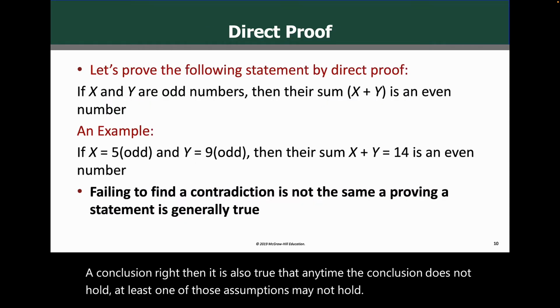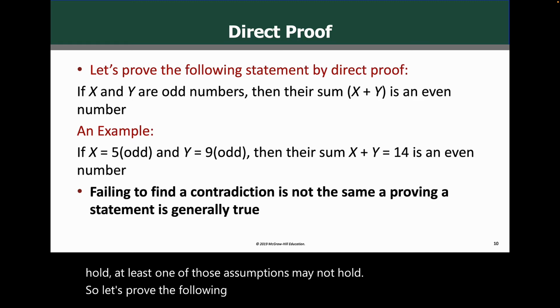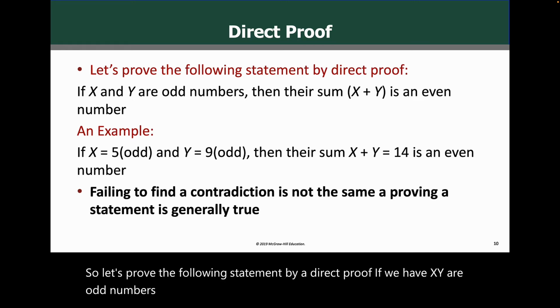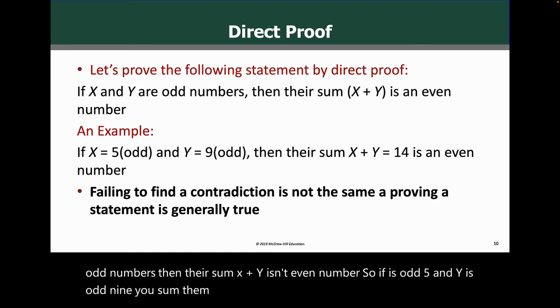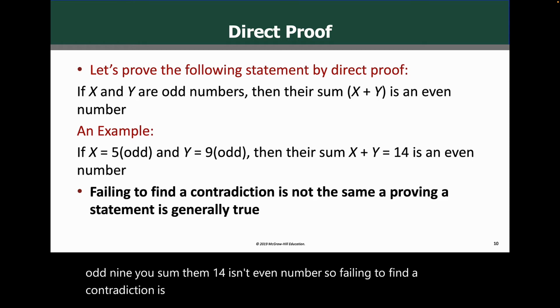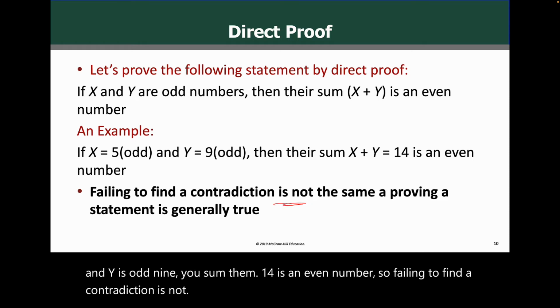So let's prove the following statement by a direct proof. If x and y are odd numbers, then their sum, x plus y, is an even number. So if x is odd, 5, and y is odd, 9, you sum them, 14 is an even number. Failing to find a contradiction is not the same as proving a statement is generally true.